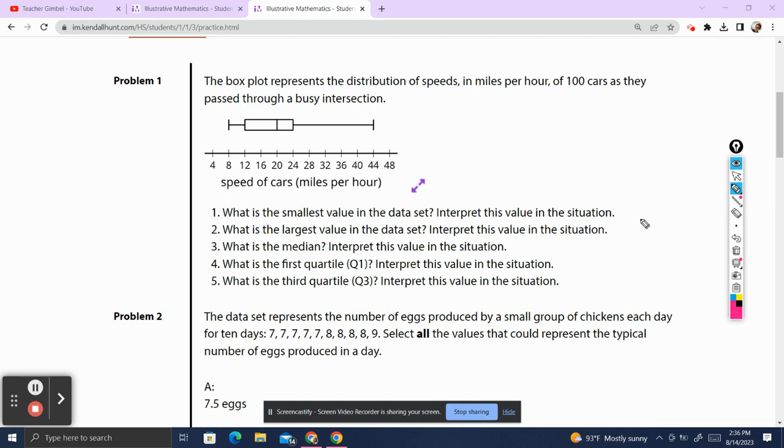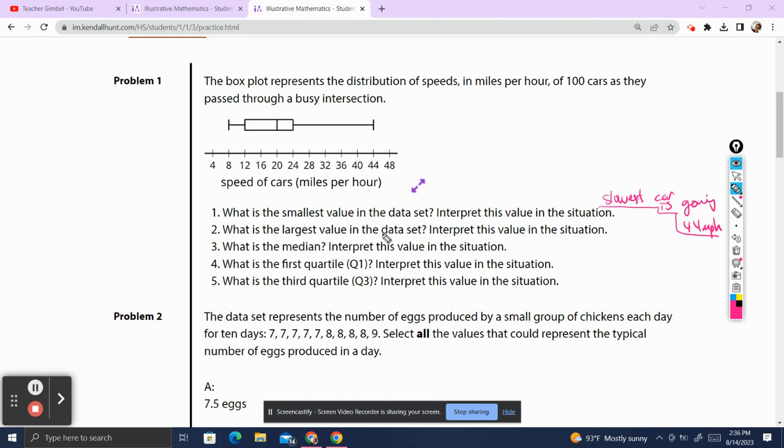So let's get started with a question. What is the smallest value in the data set? Interpret this value in the situation. Oh, we just did this. Slowest car is going 8 miles per hour. Now the rest of these, I'm going to talk out the answer and not write it down. So if you need to pause my video, feel free to pause my video if you need a second to process or write down the answer yourself.